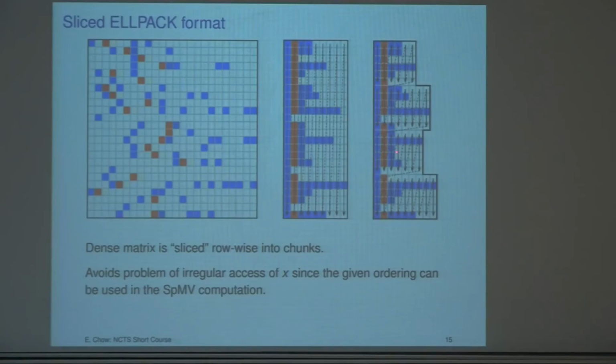But the longest row in each chunk could be different, right? So here, the longest row in this chunk is this one. We have to store all these additional non-zeros. But in this chunk, the longest row is shorter, so we don't have to store as many non-zeros. So we have the Lpack format and we've sliced it. And this avoids the problem of irregular access of x because we're using the same ordering. You give it an ordering in which accesses in x are efficient. This uses the same ordering. Any questions about this so far?